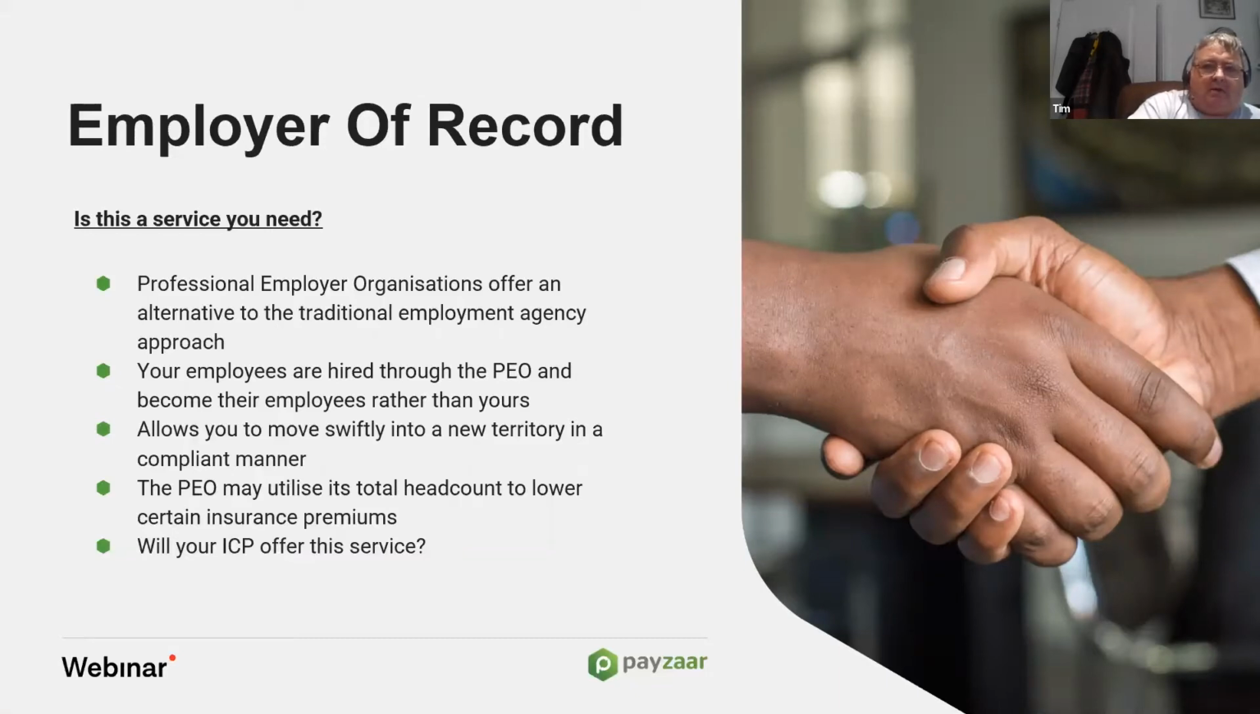One way to get started very rapidly in a new jurisdiction, of course, is to use what's known as an employer of record service, or you may see it referred to as a PEO service, a professional employer organisation. And this is simply a fancy term for what a lot of us would think of as being a traditional employment agency, temps. Now, what happens if we hire our employees through the PEO? They become the employees of the PEO rather than our own employees.